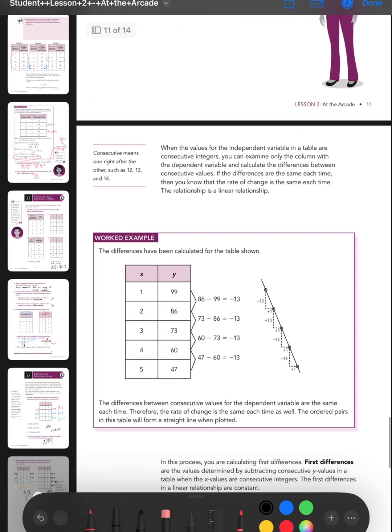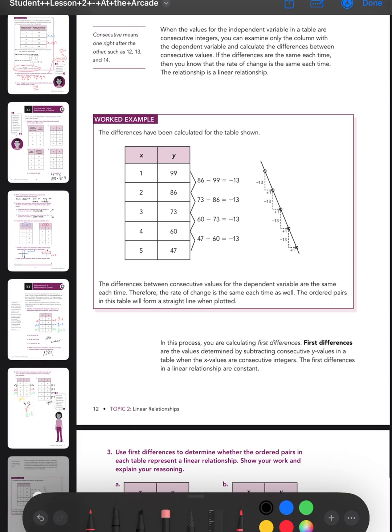Okay, and that leads to what I was just mentioning. If the values in the x column are consecutive, so 1, 2, 3, 4, 5, and so on, we can check just the differences in the y's, which we call first differences, and determine if they're the same. If so, we know it's a linear relationship. So that example is showing you that they're all changing by going down 13. So we know that is linear simply based on the first differences.